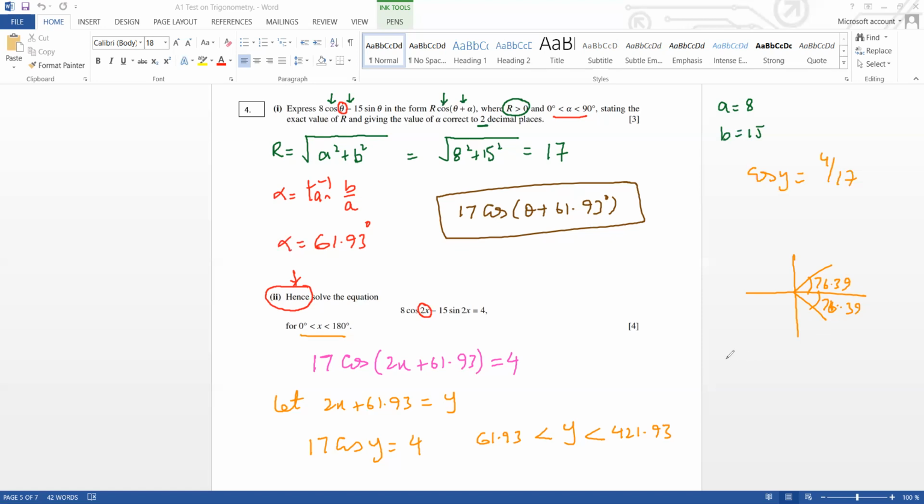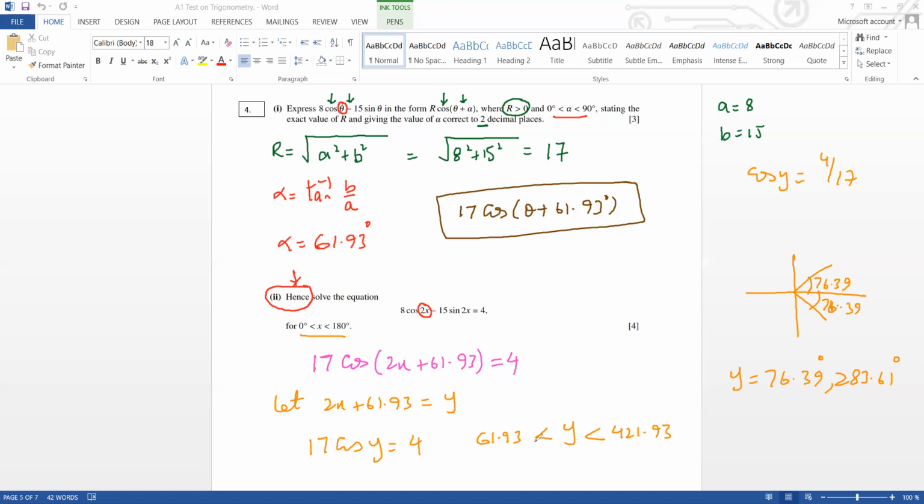So we have here y equal to 76.39. And the second angle is 360 minus the answer, that is 283.61. So guys, you have to be patient over here. Don't try to rush through the question. Just follow the instructions, follow these rules here.